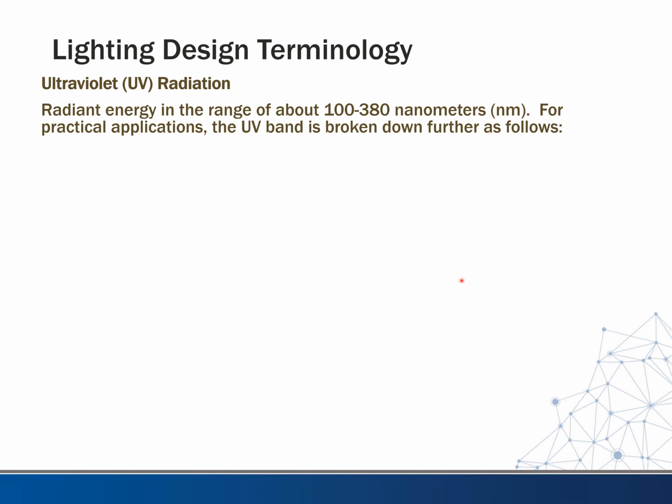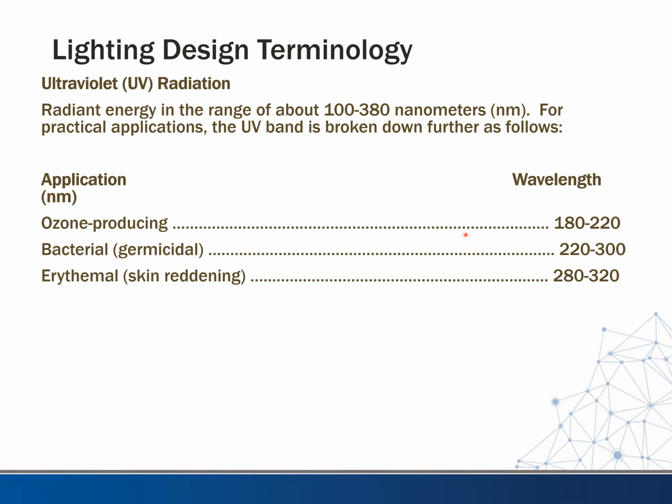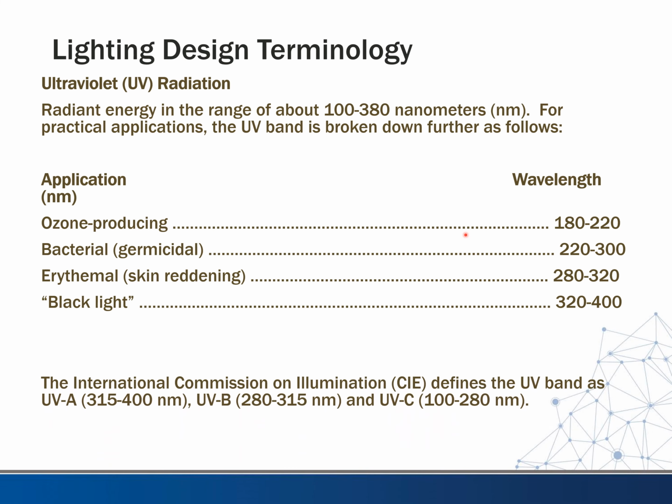Another part of the spectrum is the ultraviolet region. So radiant energy in this range is about 100 to 380 nanometers. For practical applications, the UV band is broken down into other bands, and those are ozone producing, which is from 180 to 220 nanometers; the bacterial or germicide region, which is 220 to 300; the erythemal, or skin reddening, 280 to about 320; and black light, which is from about 320 to 400.